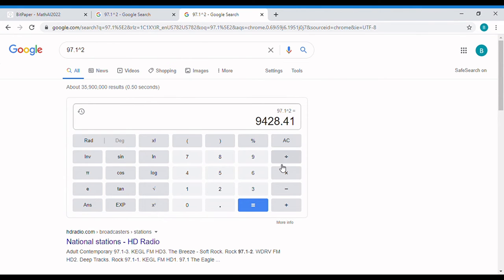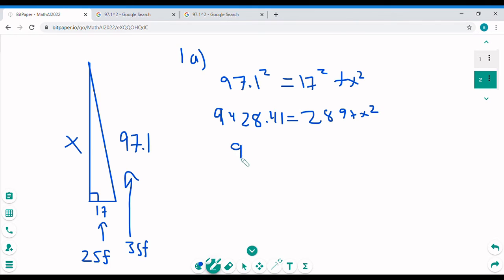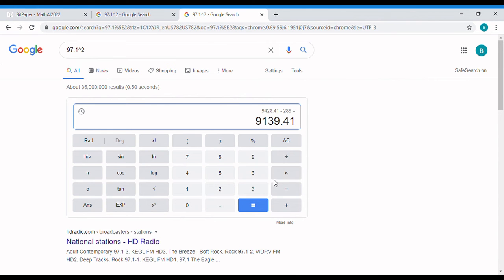Okay, but now to find x, we need to subtract 289 from the number on the right. So 9428.41 minus 289. And feel free to pause at any time. That gives us an answer of 9139.41. And that is x squared. We now take the square root of both sides. So I'm going to square root this. We get 95.60026.